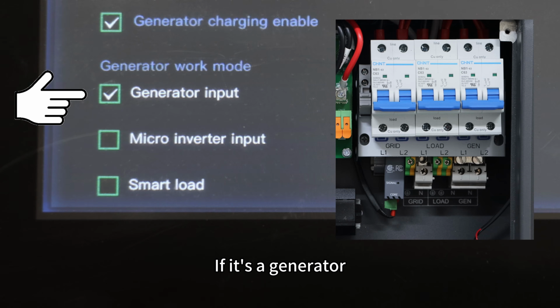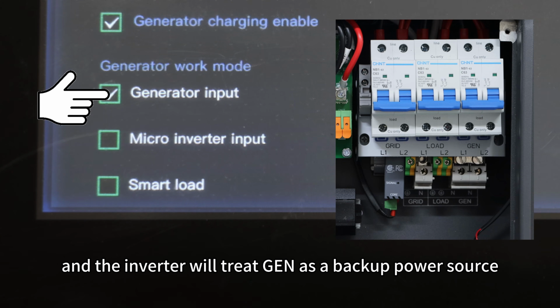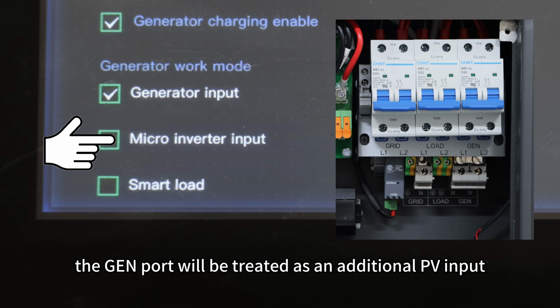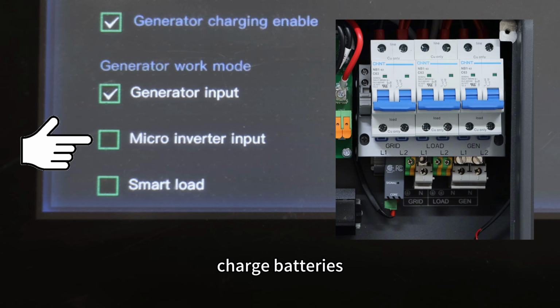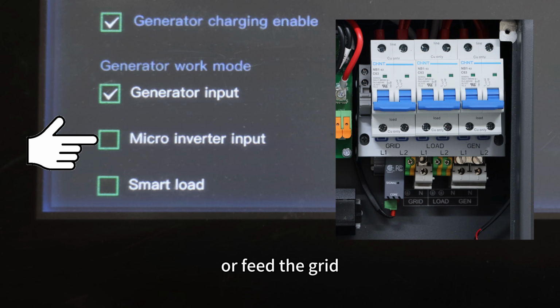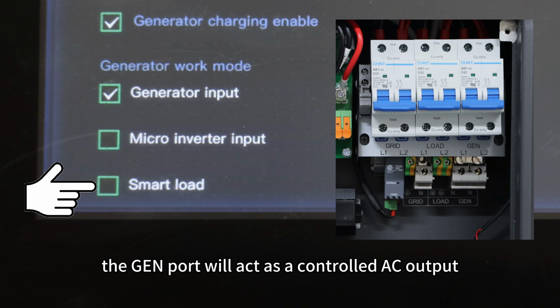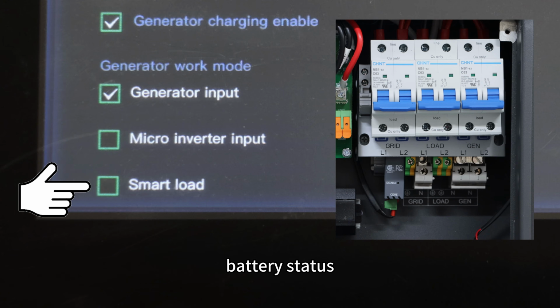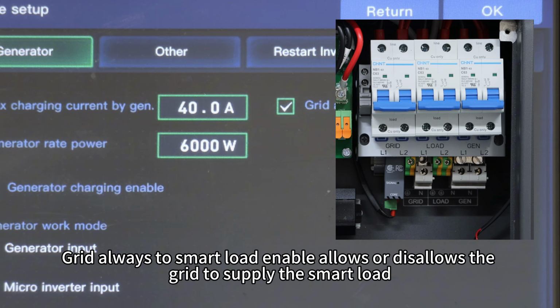If it's a generator, select the generator input, and the inverter will treat GEN as a backup power source. If it's a microinverter, the GEN port will be treated as an additional PV input. Use it to supply loads, charge batteries, or feed the grid. If it's a smart load, the GEN port will act as a controlled AC output, supplying that load depending on PV generation, battery status, and system logic. Grid always to smart load enable allows or disallows the grid to supply the smart load.